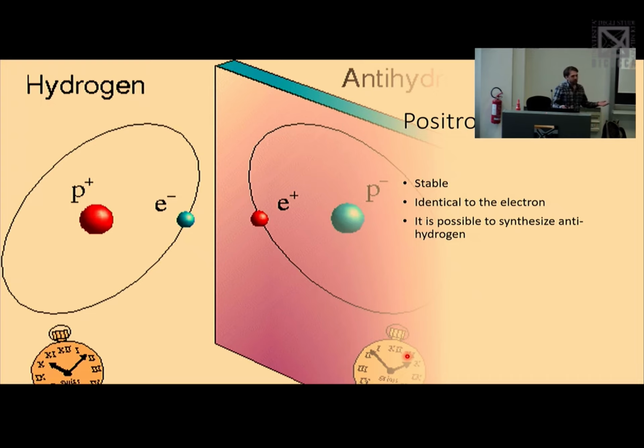Just as hydrogen exists in our universe, with antimatter you can have antihydrogen, which is an atom made by an antiproton and a positron. The positron, like every component of antimatter, is stable, and identical to its antiparticle. It's possible to synthesize antihydrogen, and at laboratories like CERN in Geneva, they can isolate it and keep it for 15 minutes or maybe even up to an hour.